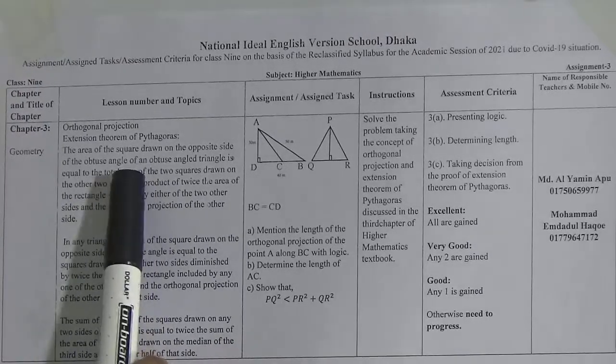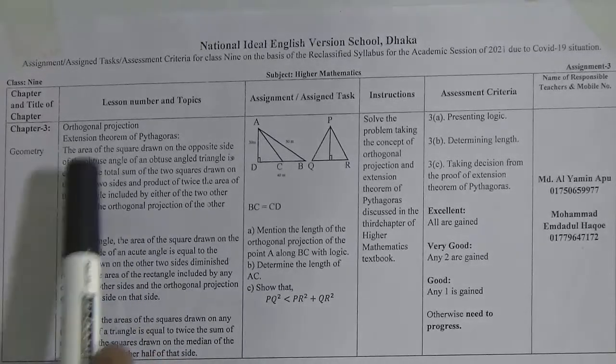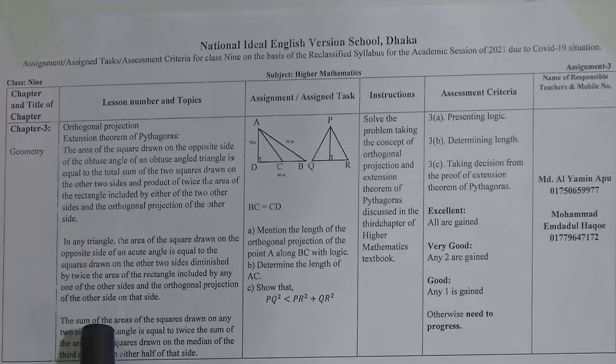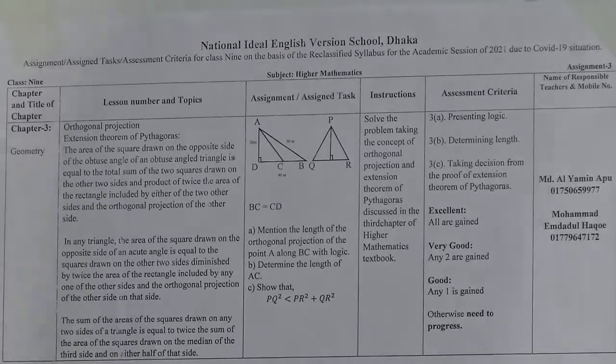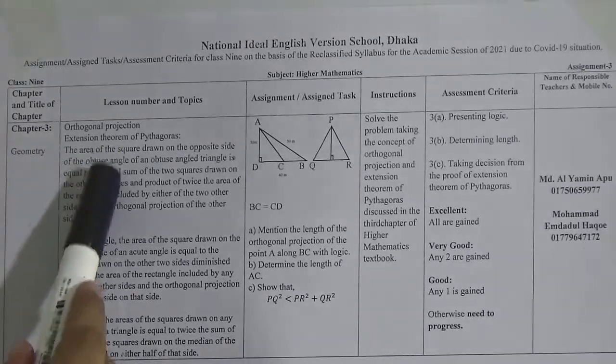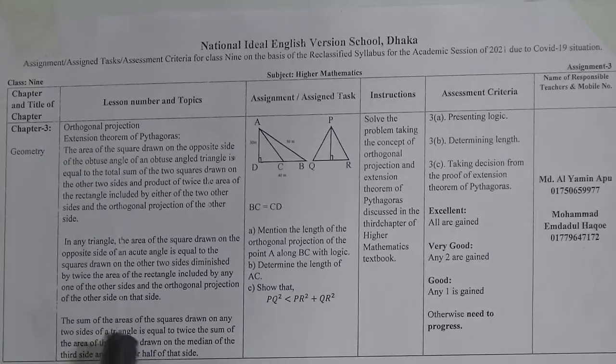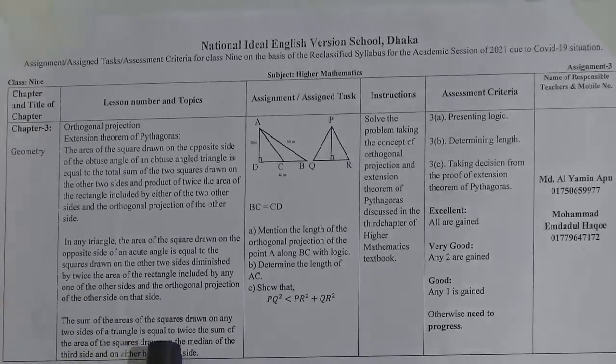This one is the extension theorem, and this one, and this one. There are three theorems here. If you notice here, I will not read these theorems. You can see them from your book. This is theorem 3 of chapter 3. This is theorem 4 and this is theorem 5. This theorem 5 is known as the theorem of Apollonius.